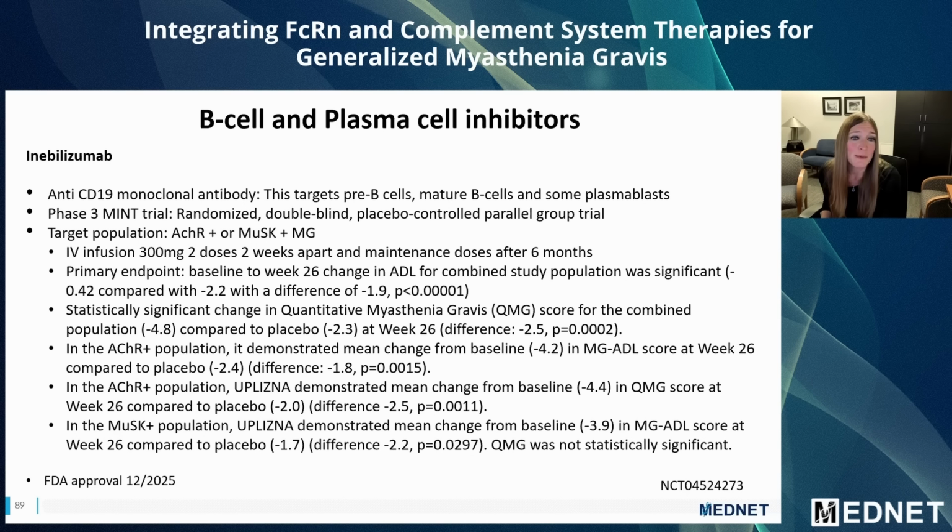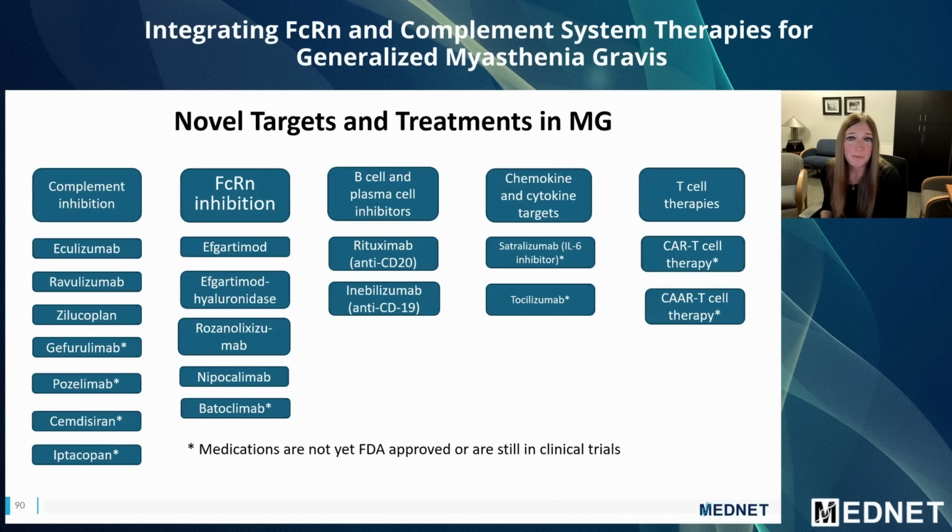And then inebilizumab is the most recent medication approved, in December of 2025. This is what Dr. Moreno was talking about, an anti-CD19 monoclonal antibody that targets pre-B cells, mature B cells, and some plasmablasts. This was the MINT study, which targeted acetylcholine receptor positive and MuSK positive patients. You get an IV infusion 2 weeks apart, and then maintenance dosing is every 6 months, which for some patients could be very convenient. It did show efficacy in the expected outcome measures.